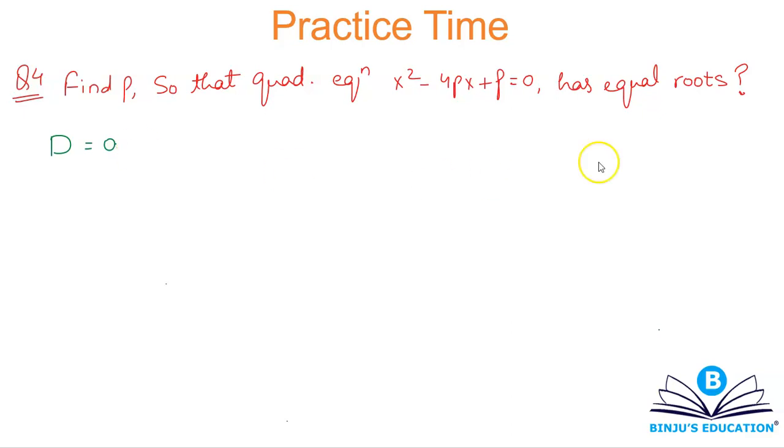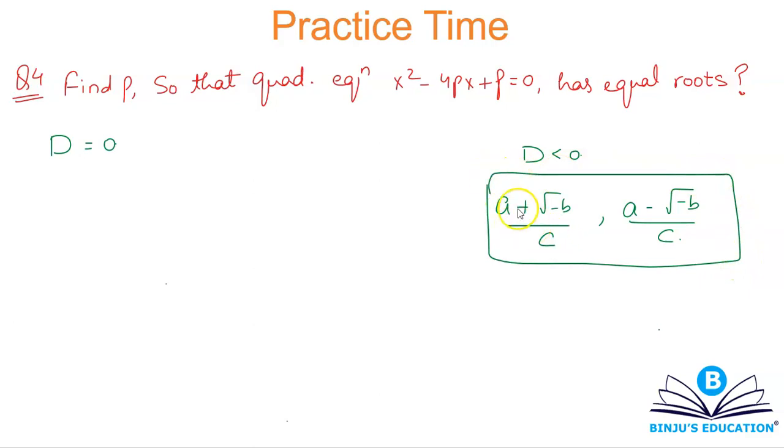Remember one thing, whenever you have discriminant less than 0, it's important information. Your roots are always conjugate pairs. Like you'll have one root as a plus under root of minus b divided by c, and the other root as a minus under root of minus b divided by c. What is meant by conjugate pair is that the sign between the real and the imaginary terms will always be opposite. If one is plus, the other is automatically minus. It's always going to happen.